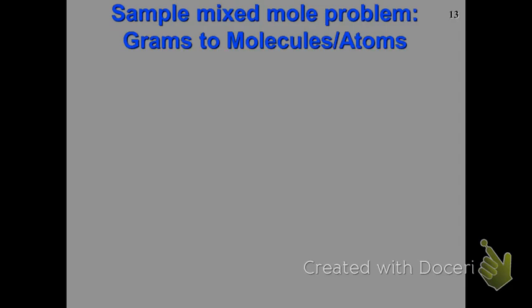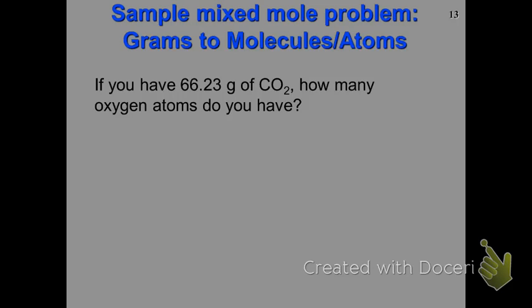This is our last problem, and I put a little twist to it, but it's going from grams all the way to molecules or atoms. So this is a sample mixed mole problem. Again, why don't you erase your whiteboard and go ahead and write this problem down. If you have 66.23 grams of carbon dioxide, CO2, how many oxygen atoms do you have? Notice I'm not asking for molecules of CO2, I'm asking for oxygen atoms. But remember, I said to get to atoms, you have to go through molecules. So think about how you would do that problem.